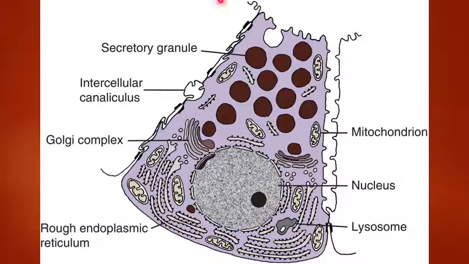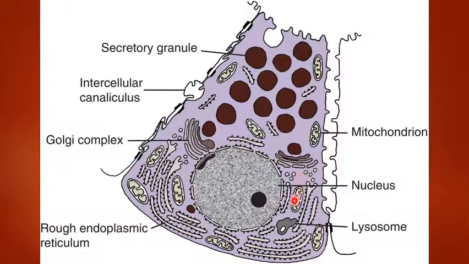This is a picture of serous cells. You can see the nucleus, which is rounded and near the basement membrane. And this is the apex of the serous cells. These serous cells show accumulation of secretory granules.